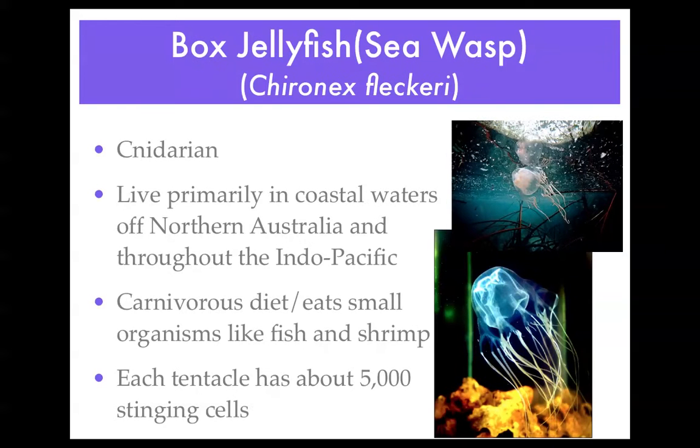So starting with Cnidarian, an example that I found was the box jellyfish, also known as the sea wasp. They live primarily in coastal waters off northern Australia and throughout the Indo-Pacific.